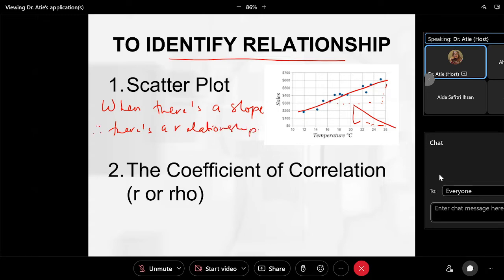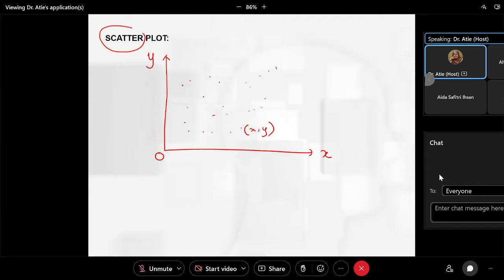Okay, when there's a slope, there's a relationship. If there is no slope, there is no relationship. And then the coefficient of correlation, I will explain it later after we are done with the scatter plot. So that's what it means by scatter plot, to identify the relationship. So we need to look at the slope.